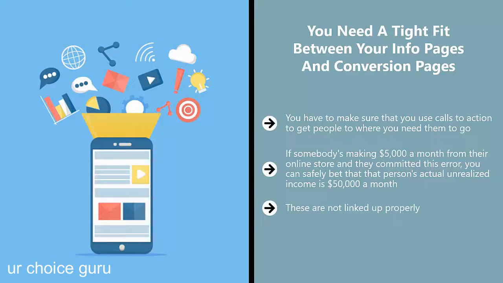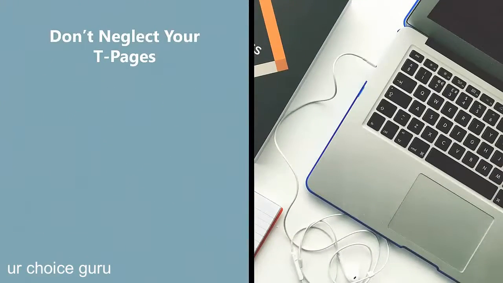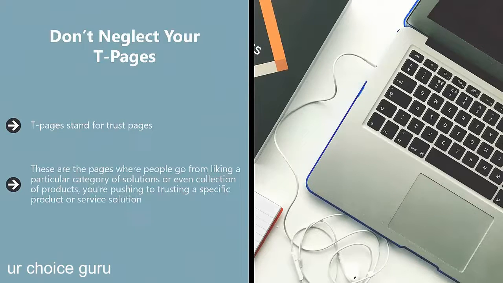Think about the plumbing in your home. If you have a faulty pipe, then regardless of how much water comes through your home, by the time it gets to the faucet, you're just going to have to settle for a dribble. Do you see how this works? The same applies to sales. Don't neglect your T pages. T pages stands for trust pages. These are the pages where people go from liking a particular category of solutions or even collection of products you're pushing to trusting a specific product or service solution.